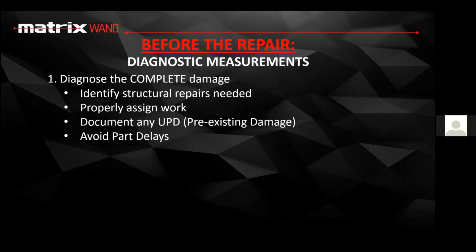We need to identify all the structural repairs needed. We need to check those OE repair procedures to make sure everything we want to repair is repairable. That could really change the course of the repair. And it also gives us an idea of how we're going to better assign this work. All of our technicians in our shop have different skill levels. Some are stronger at certain aspects of the repair than others. So this will help us properly dispatch that work where it needs to go in the shop.